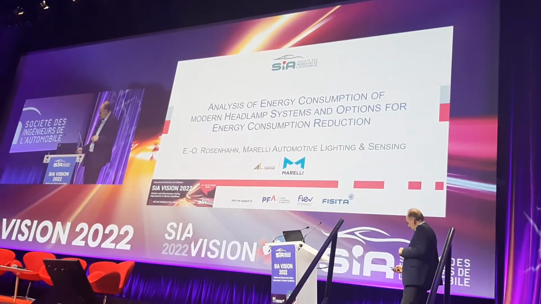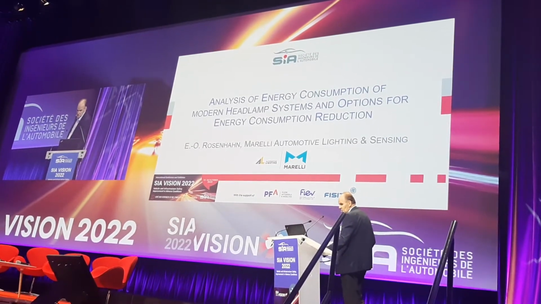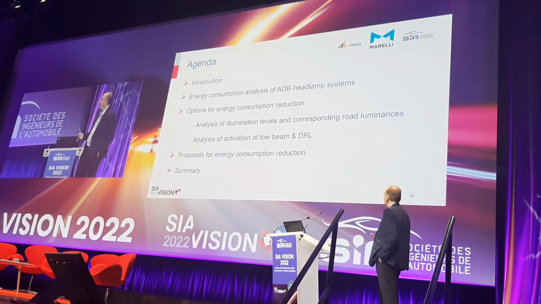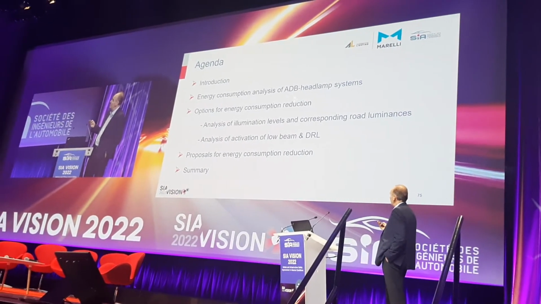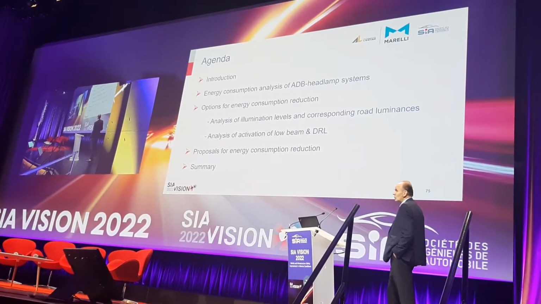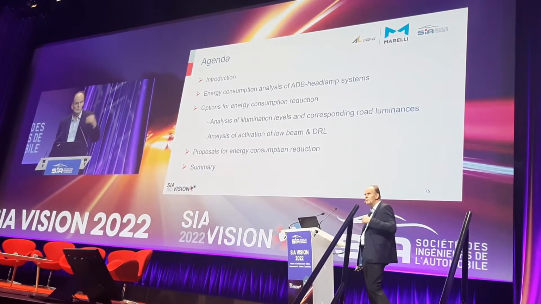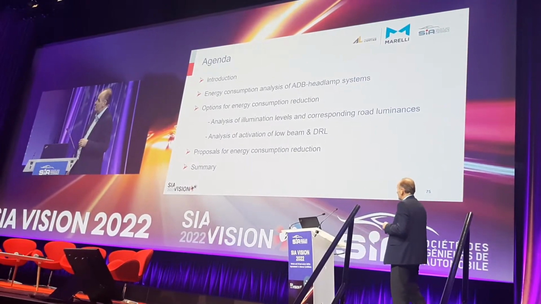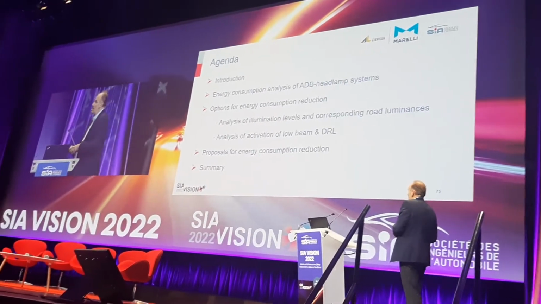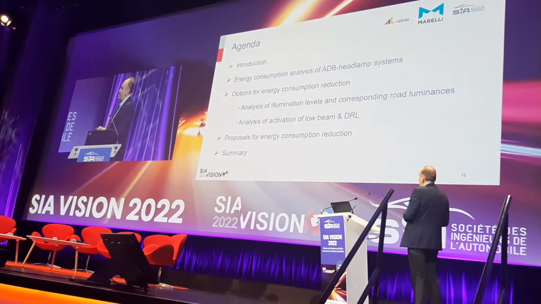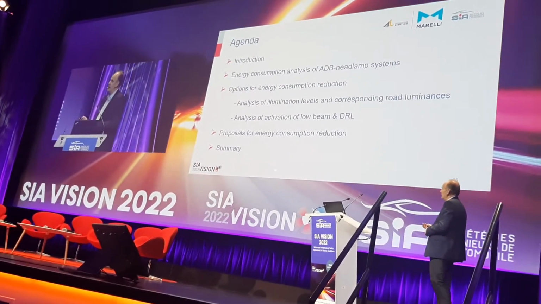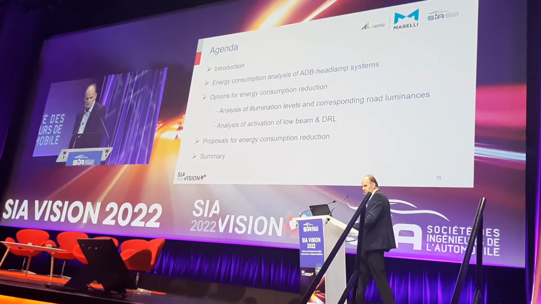I want to start my presentation with a small overview and introduction, then speak about the ADB power consumption out of the ADB function. Then I will go to the illumination level and the correspondence of the road luminance, which is for the adaptation of the human eye, the basics to decide which function should be activated and where we can do optimizations for the future. Then I have a small analysis about the activation of low beam and DRL for different illumination levels, and I will end up with a proposal for the energy consumption reduction.